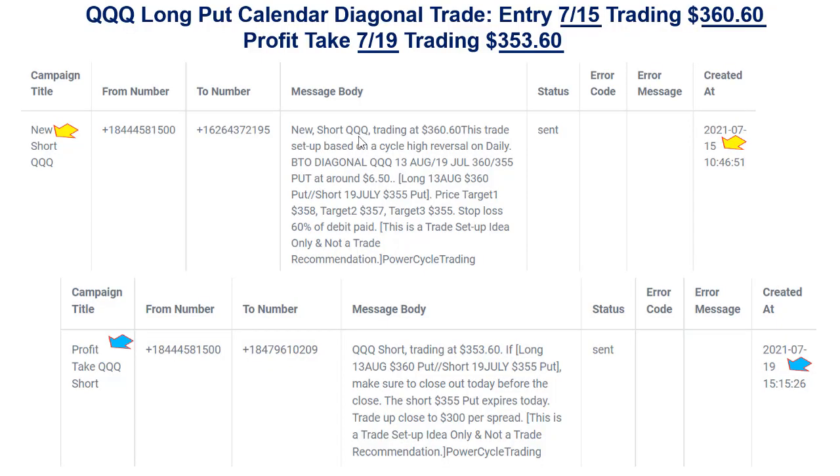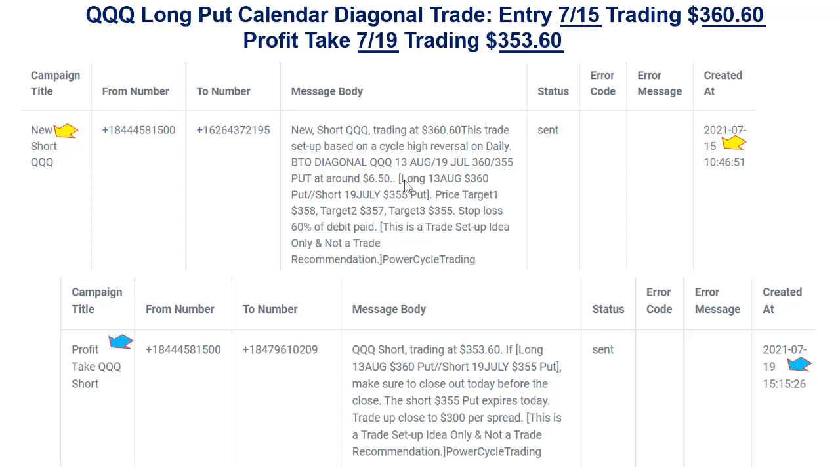Now I've got also an alert trade service, and this was sent out to the service. So you can see the exact trade that was sent out. This was texted out on July the 15th right here, and it says new short QQQ trading at 360.60. This trade is set up based on a cycle high reversal on the daily. Buy to open a diagonal QQQ 13 August, that would be long, 19 July short, 363.55 at around $6.50 or $650.